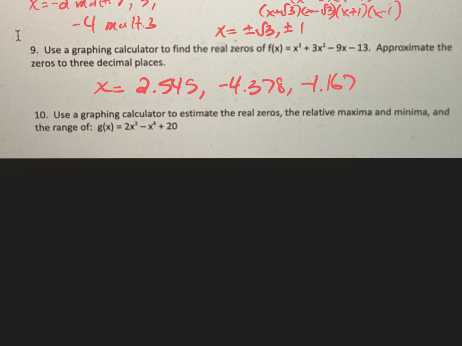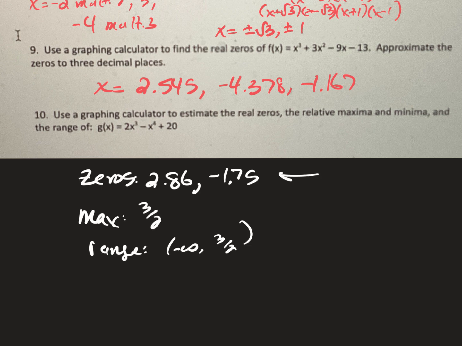Number 10, use the graphing calculator to estimate the real zeros, the max and the mins, and the range of that graph right there. Let me punch those in. Again, I don't have my calculator here. Let me see if I can find one real quick and give you those answers. All right, guys, I punched that in on an online calculator, which I'm hoping matches up perfectly with what you got. Did the same thing for the zeros I did in number 9. Second calc, number 2, left bound, right bound, found both of those zeros, 2.86 and negative 1.75. Found the max, second calc, I believe it's number 4 for max, and did left bound, right bound again, and found out it was very close to 3 halves or 1.5. Matter of fact, I probably should put 1.5 there.